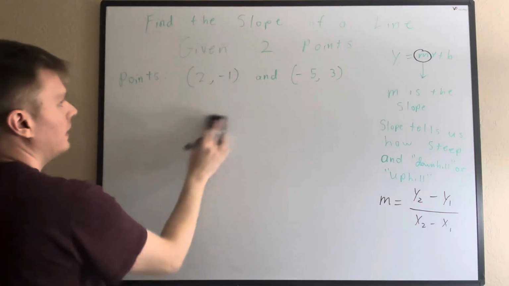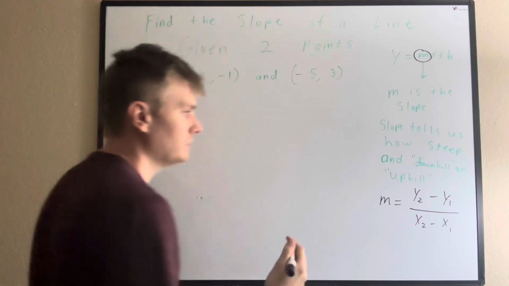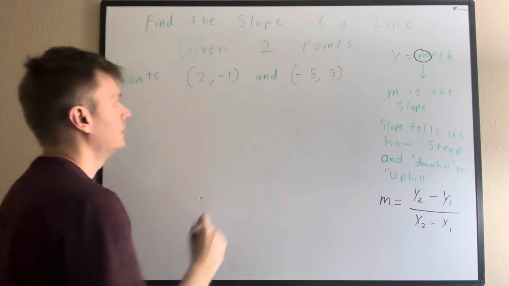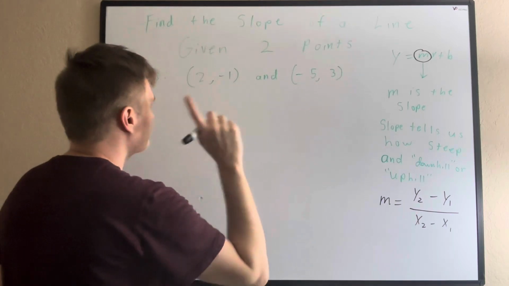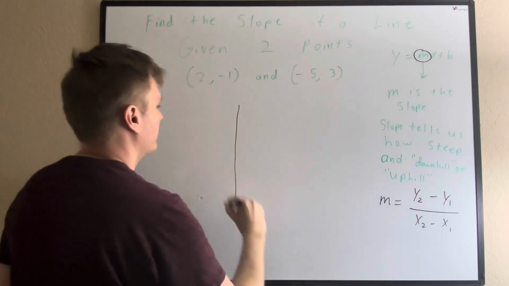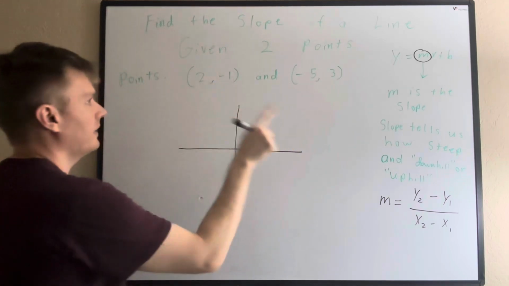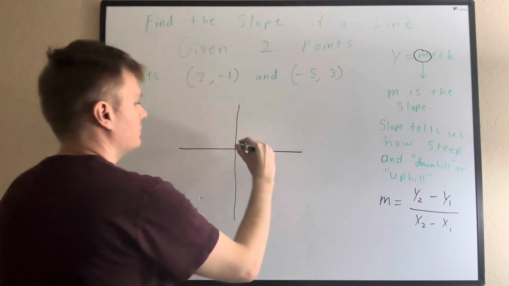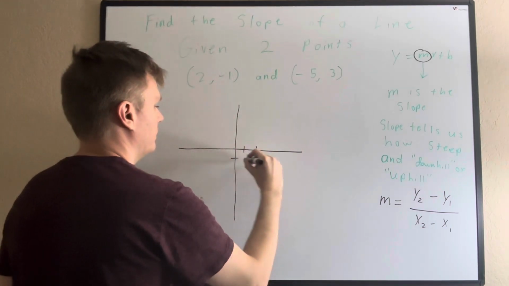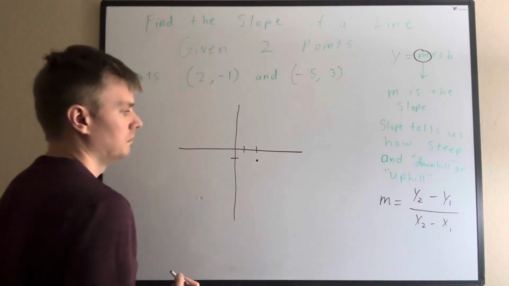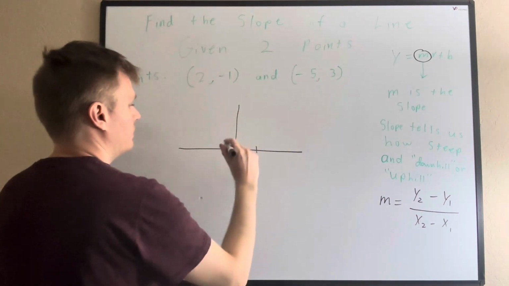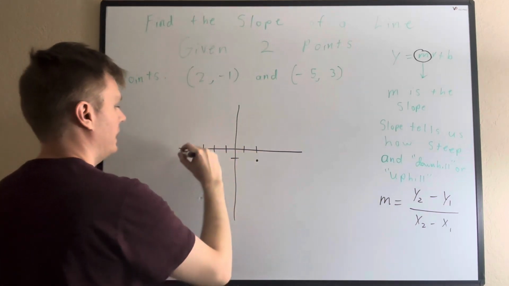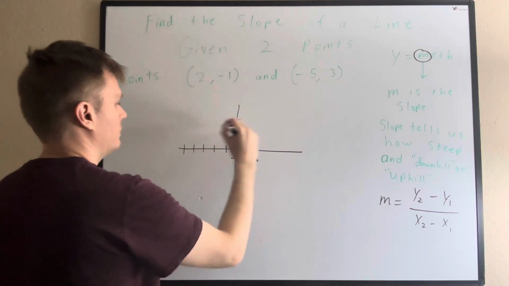Now, all we're focused on today is finding the slope of a line given 2 points that are on that line. So, just as a visual, let's graph these ordered pairs. (2, -1): go over 2, down 1. Okay. (-5, 3): 1, 2, 3, 4 up, and -5: 1, 2, 3.